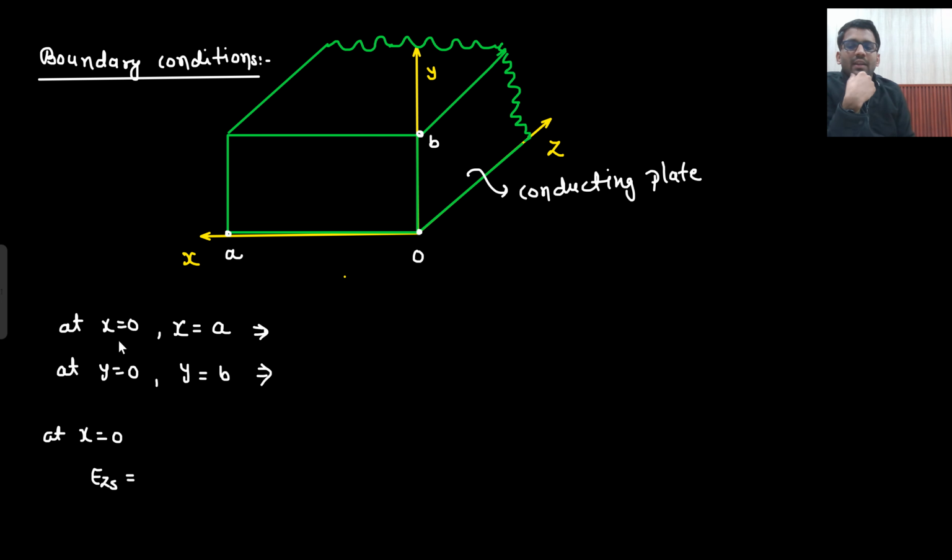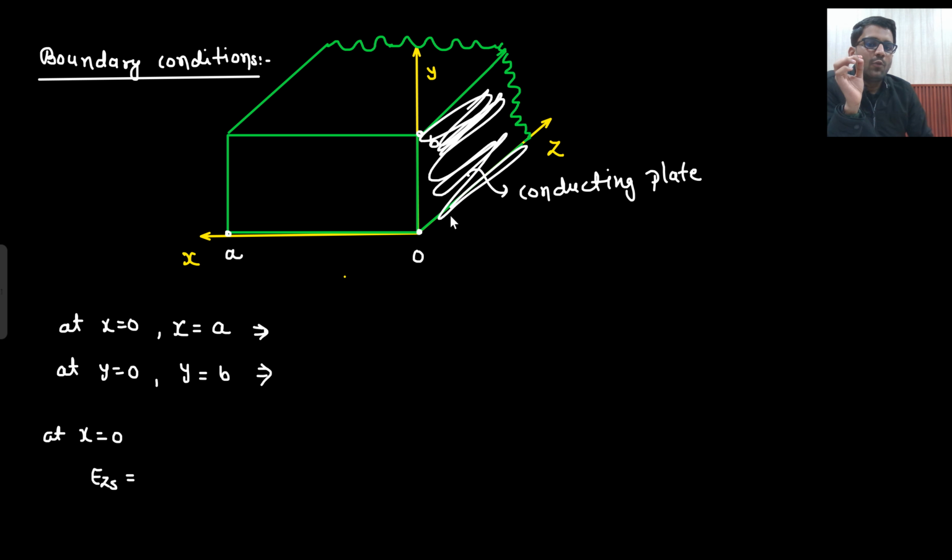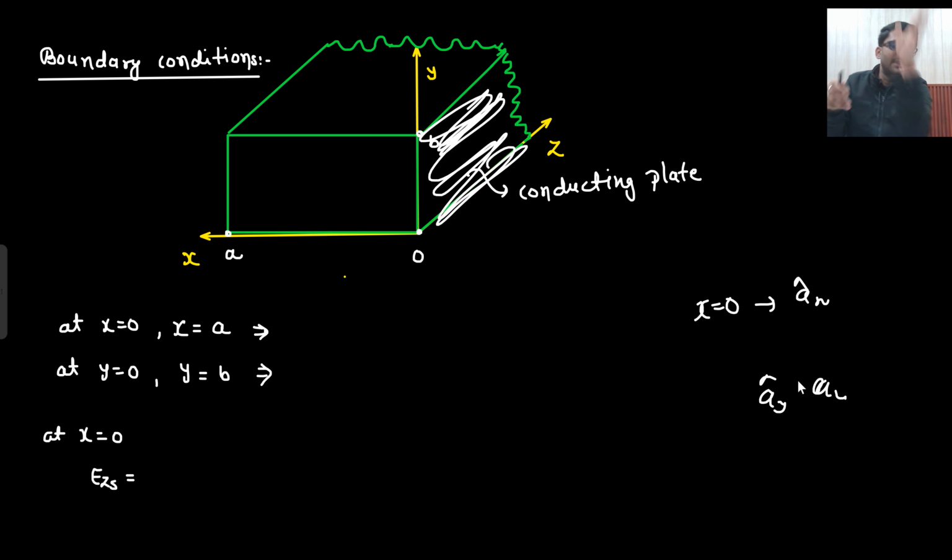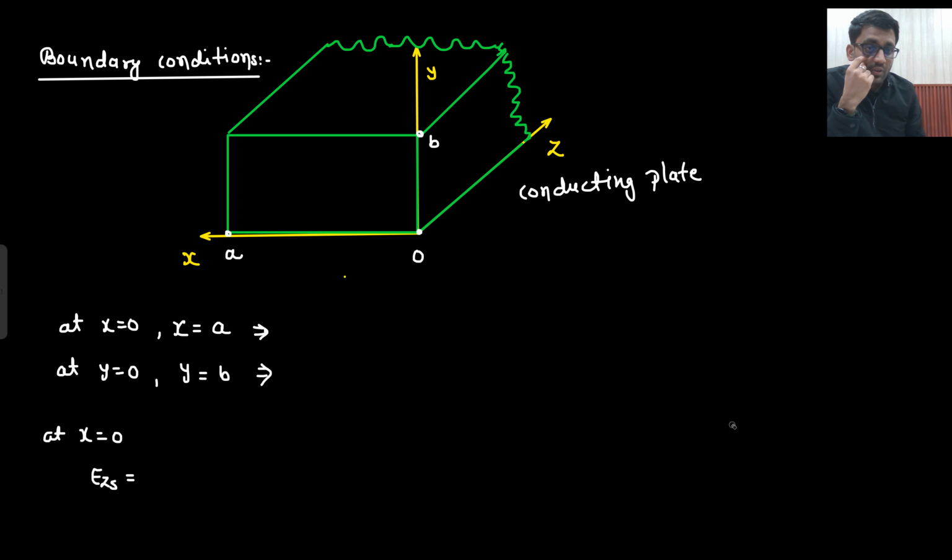Now let me know one thing. At x equals 0, what are your tangential components? This is x equals 0. The perpendicular component for x equals 0 is Ax cap, and the tangential components are Ay and Az. You can see here as well, this is the plane. This is the perpendicular component, Ax cap, and these are the tangential, Y and Z. So Y and Z components are tangential, right?